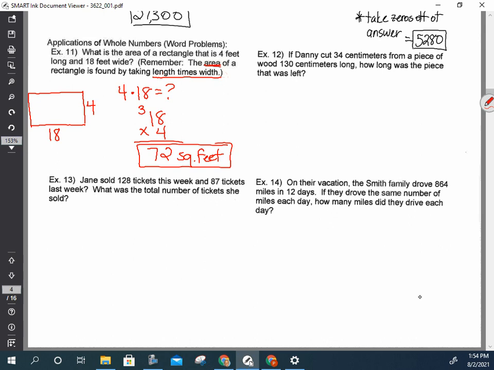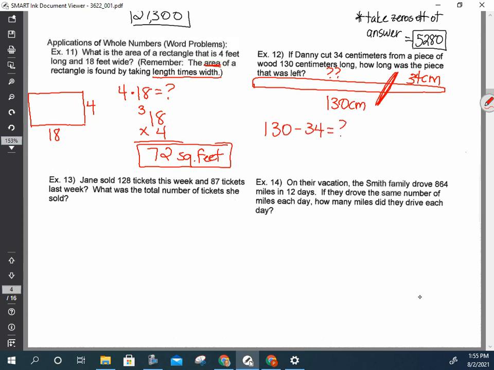Problem 12. If Danny cut 34 centimeters from a piece of wood 130 centimeters long, how long was the piece that was left? So you have a piece of wood that's 130 centimeters long, and you're cutting a piece that's 34 centimeters. You want to know how much is left. All right, fair enough. So that's 130 minus 34. So we go ahead and we set it up.